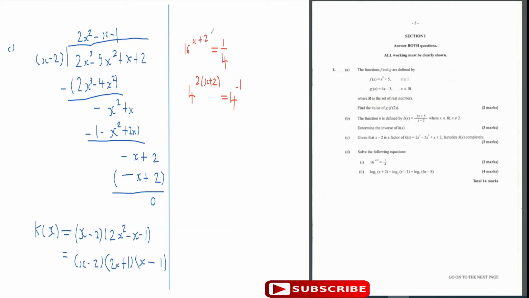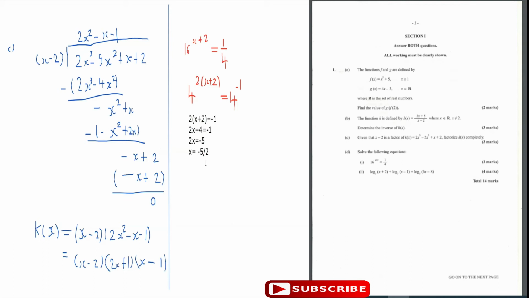And so what are we then solving? Pretty much the equation that we're solving is 2 times x plus 2 is equal to minus 1. So what we're solving is 2x plus 4 is equal to minus 1. So 2x is equal to, we bring over the 4 to get minus 5. So we divide through by 2 to get x is equal to negative 5 over 2. That's the solution. x is negative 5 over 2.